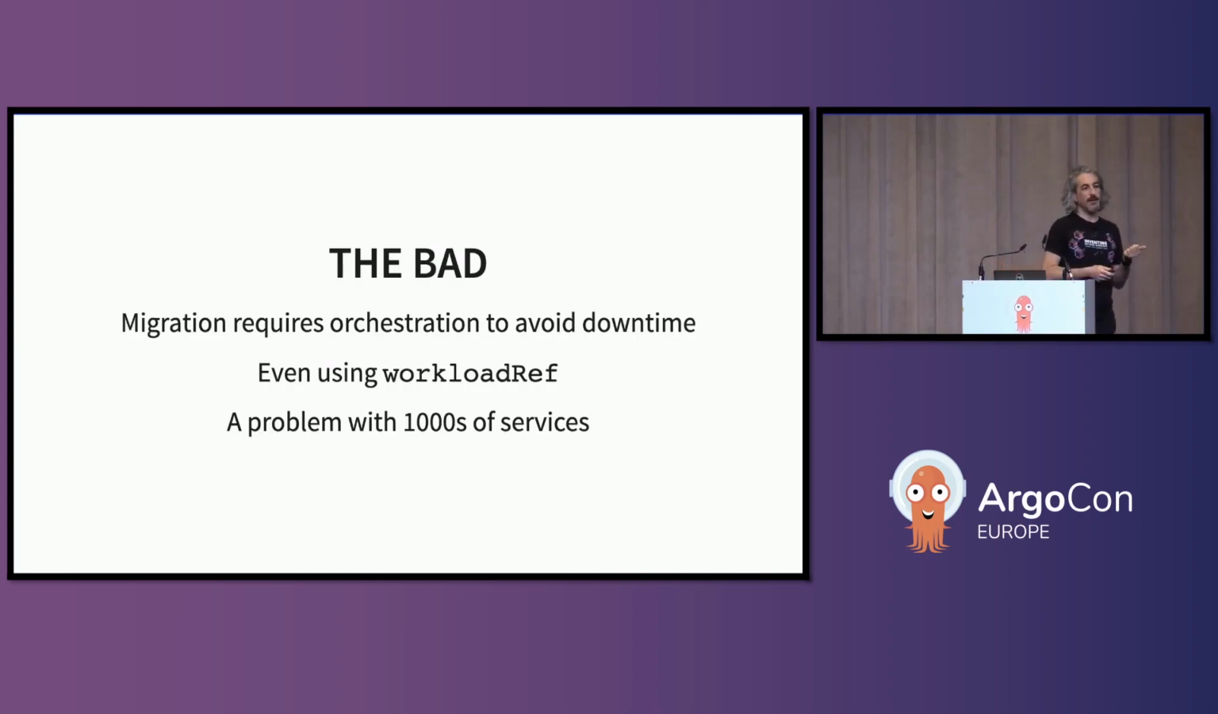Some things that are not so great about Argo Rollouts is that the migration from deployments to rollouts requires orchestration to avoid downtime, even when you're using workloadRef. Because after Argo Rollouts scales up your rollout, you have to now downscale your deployment. So this is a problem, as you can imagine, when you have thousands of services.